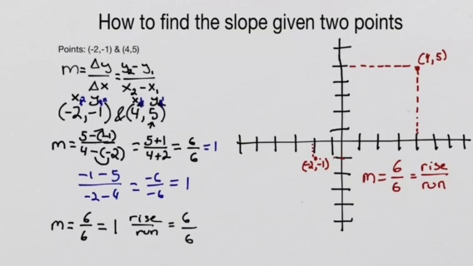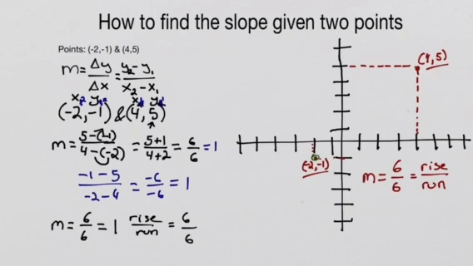Alright, so let's check our work and see if this is really right, if we found the right slope. Well, here I plotted the 2 points on my absolutely beautifully drawn graph. I'm kidding. But here it is, (-2, -1) right there, and (4, 5) right there. Now let's see if this is right. If this is right, we should be able to go up 6 and over 6 and end at the other point. So let's start right here. Let's do it in green so we can see what we're doing.